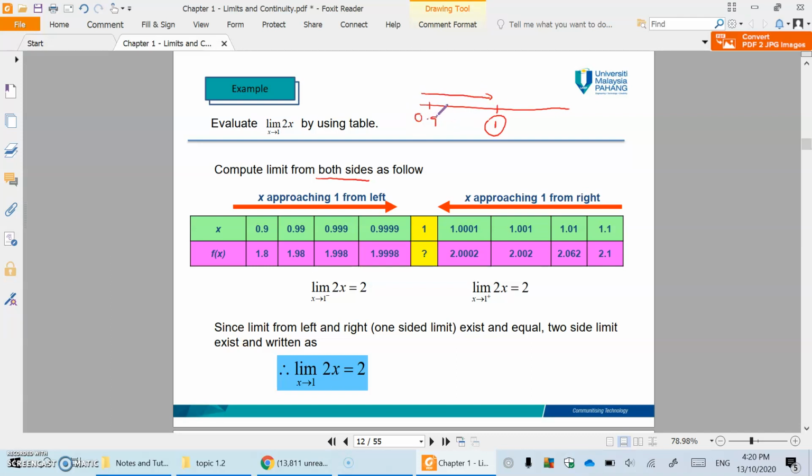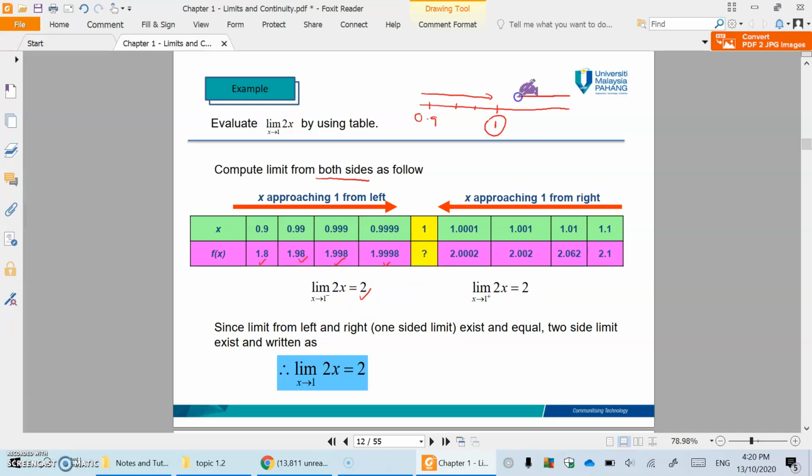Approaching 1 from 0.9, we have 1.8. Moving more towards 1, at 0.99 we have 1.98, at 0.999 we have 1.998, and let's say we have 1.9998. So we can say that this number will stop at 2 for the left hand side.